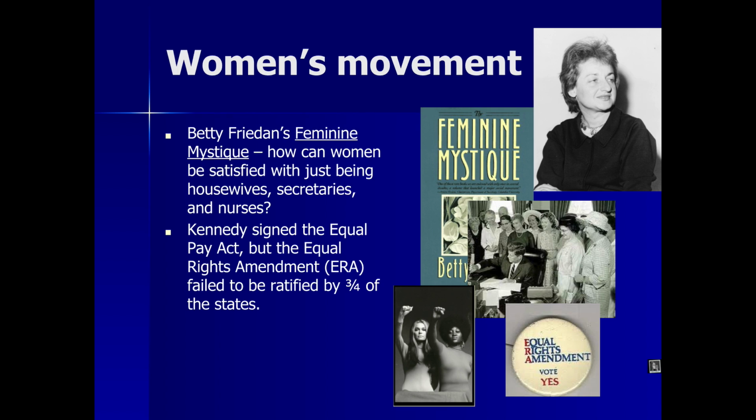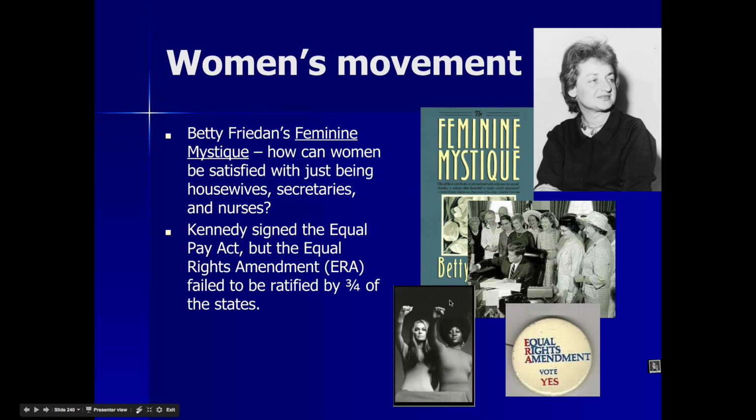Okay, Betty Friedan wrote The Feminine Mystique, I think it was 1962, and it's a critique of the life of a homemaker, saying it's boring, it's not fulfilling. Kennedy signed the Equal Pay Act right around 1962, 1960, somewhere. He's president from 61 to 63, so one of those 3 years there. Equal Rights Amendment did not pass. It needed 38 states. It got 35.